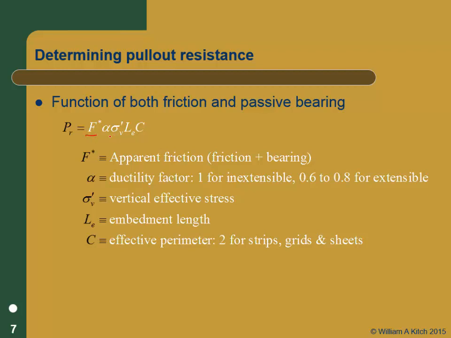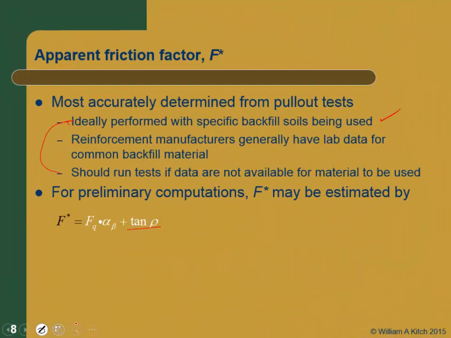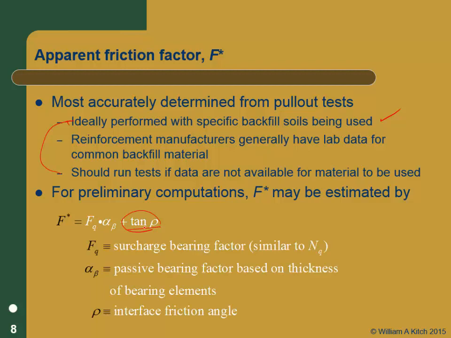Remember, our equation is F star times sigma prime V. So think of F star as a coefficient of friction here for a minute. So if we're going to estimate it, we need to break it back down into its components of the frictional part, which is just going to be the tangent of the interface friction angle, and then this surcharge term, which is going to be, it's got two parts to it. One is essentially a bearing, if you want to think about it, it's like a horizontal bearing capacity factor. So it's like N sub Q in your bearing capacity equation.